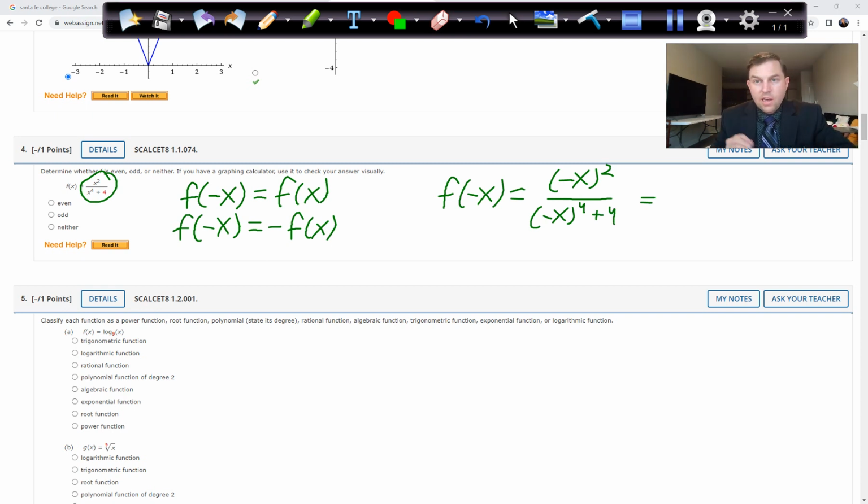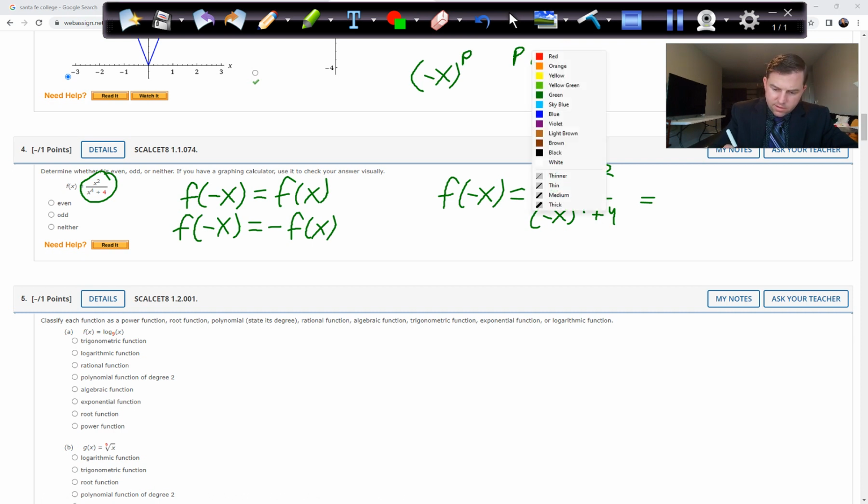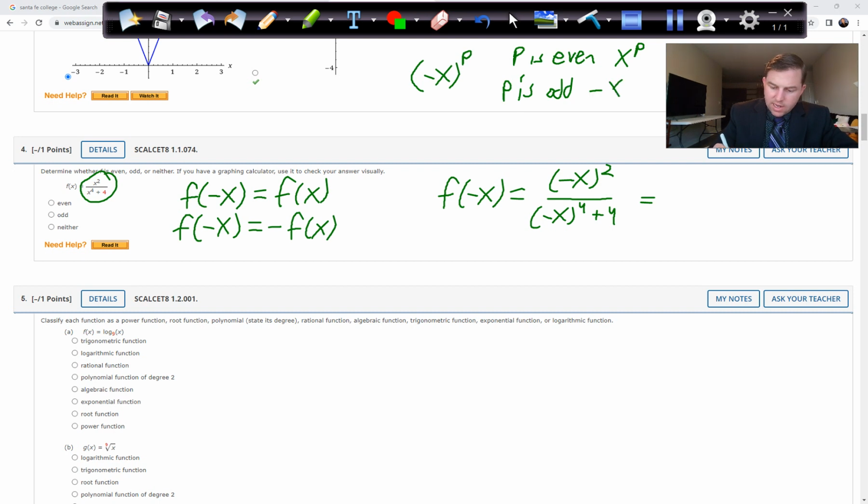And now we account for these squares. So negative x squared, if you have a positive power, let's actually write that. If you have negative x to the power p, if p is even, the answer is x to the p. If p is odd, the answer is minus x to the p. So if you have an even power, basically a simpler thing is to just remember this. If you have an even power, the negative goes away. So this will be x squared.